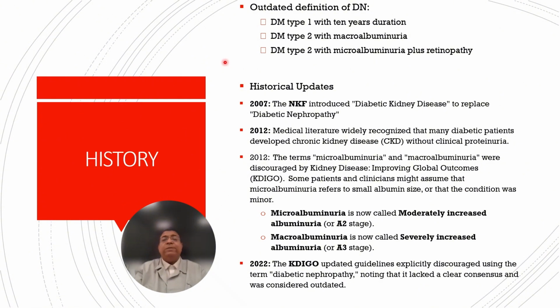So in the old days, there was a definition for diabetic nephropathy. Diabetic nephropathy was defined as type 1 diabetes with at least 10 years duration, or type 2 diabetes with macroalbuminuria, or type 2 diabetes with microalbuminuria plus retinopathy.